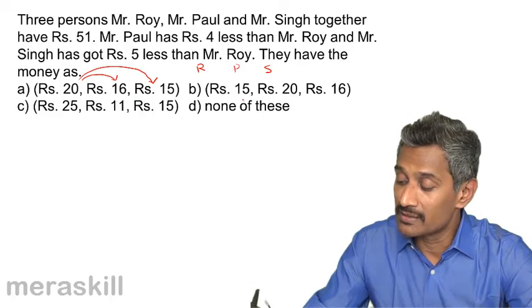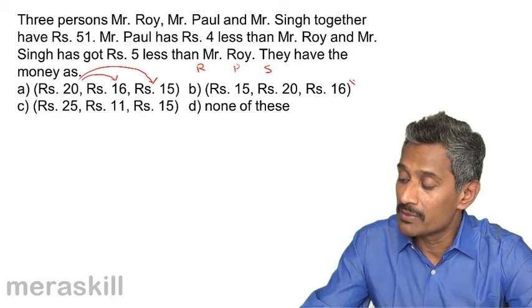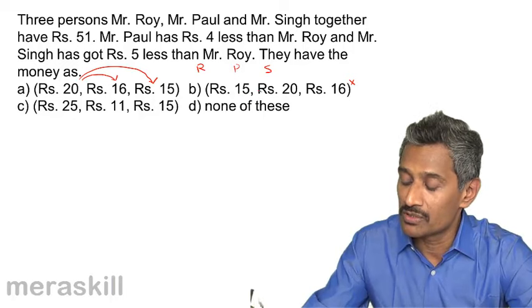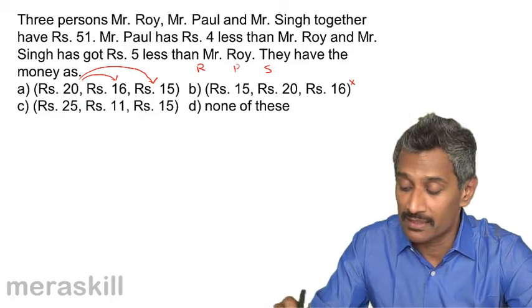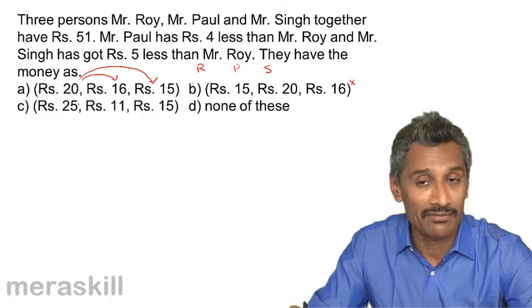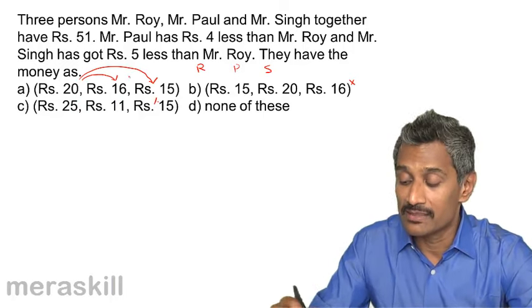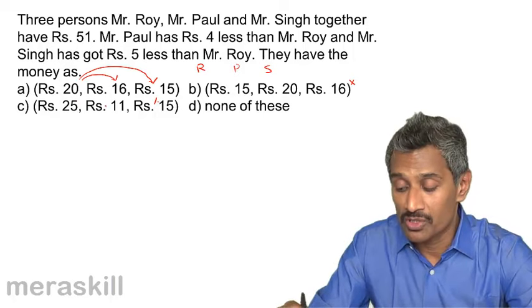In all these other things, this is impossible because Roy has a maximum amount. So this is out of question. Here this is not possible. 11 is not 4 less than this. 15 is not 5 less than this. So among these, this is the answer. So our option is this.